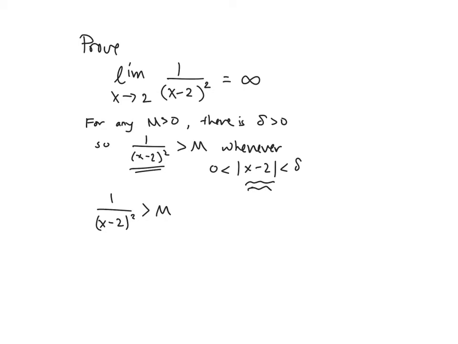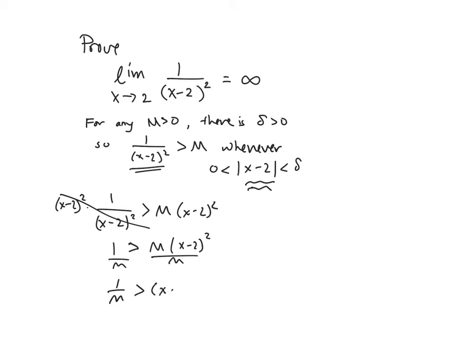Okay, so I see an x minus 2. I'm going to multiply both sides by (x minus 2) squared so that those denominators cancel. And I get 1 is greater than M times (x minus 2) squared. And I'll divide by M. And that gives me 1 over M is greater than (x minus 2) squared. And then I'm going to take the square root of this to get just x minus 2. And when I do that, I get the square root of 1 over M is greater than x minus 2.